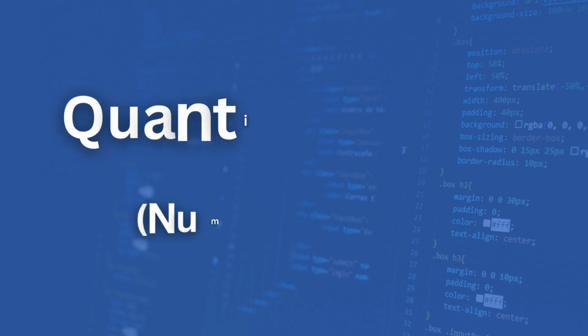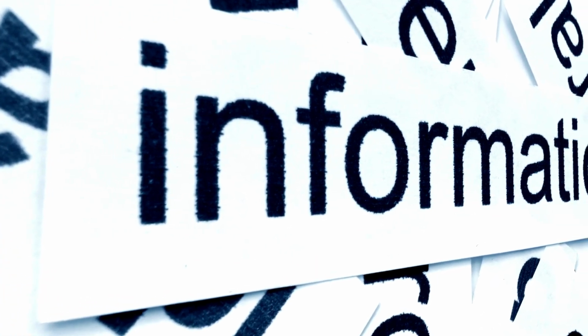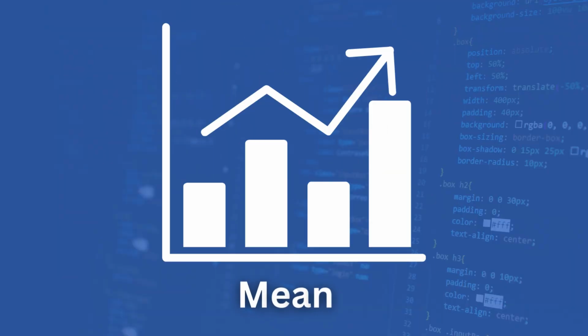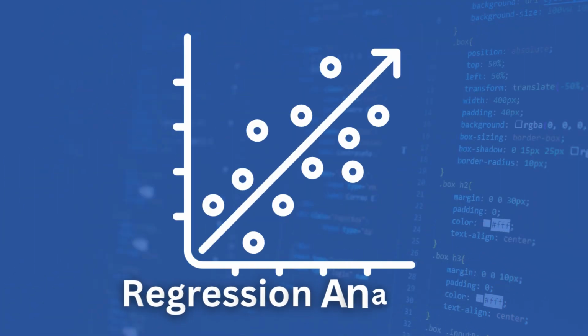Now, let's go ahead to quantitative data, that is, numerical data. Quantitative data refers to information that can be measured or counted. It is expressed in numbers and allows for a wide range of statistical operations such as mean, median, standard deviation, and regression analysis.